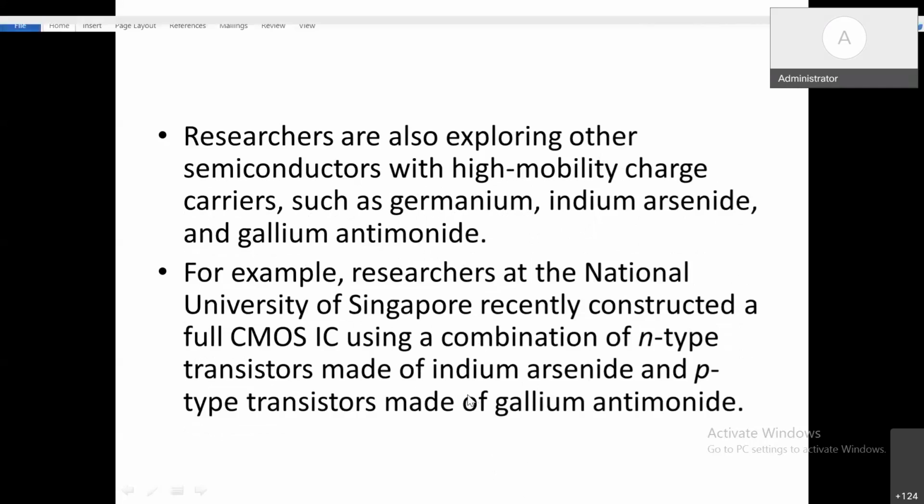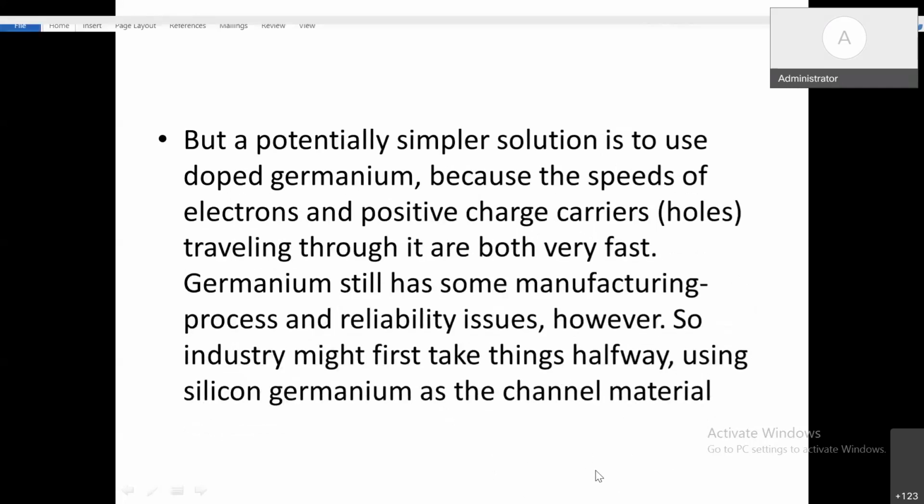They have used a combination in National University of Singapore. They used a combination of indium arsenide and gallium antimonide and studied its performance. It was good. But they can also go in for just using germanium alone, because germanium is the fastest one, because the carriers are holes. But the problem here is the process and reliability issues it has. If the industry takes care of that, they can still go in for a doped germanium.